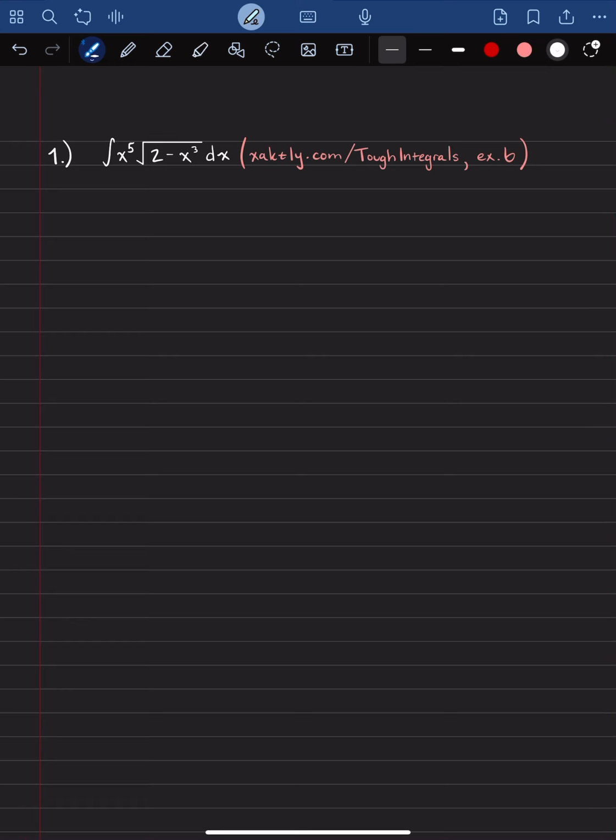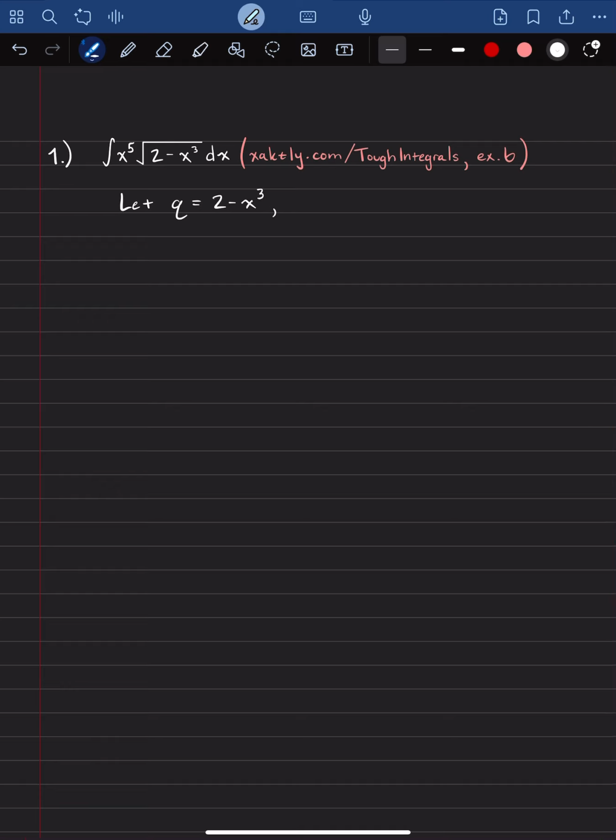Now, you don't have to use u, you know? You could use q. So I'm going to do a q sub. And I think what I want to let q equal is 2 minus x cubed. Now, you're probably thinking, why are you using q instead of u? And my answer is, why not use q?